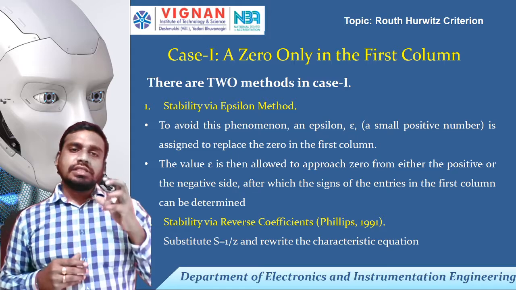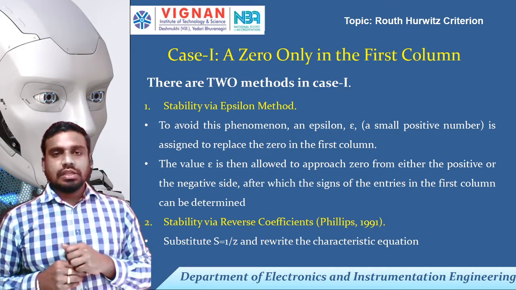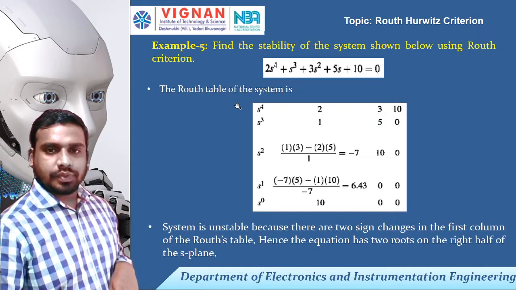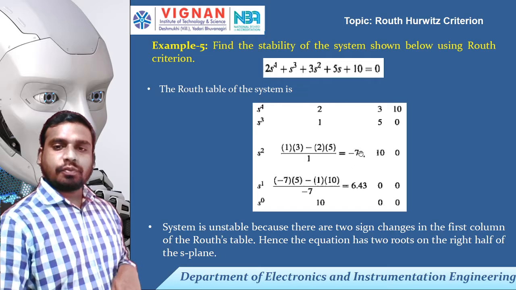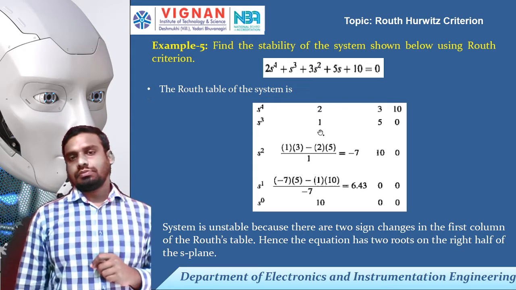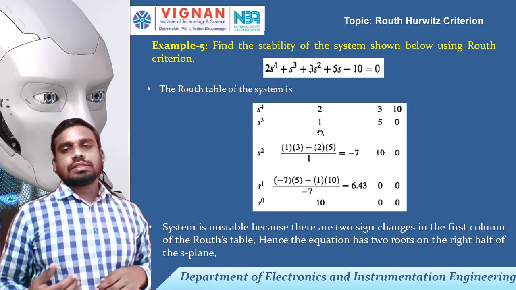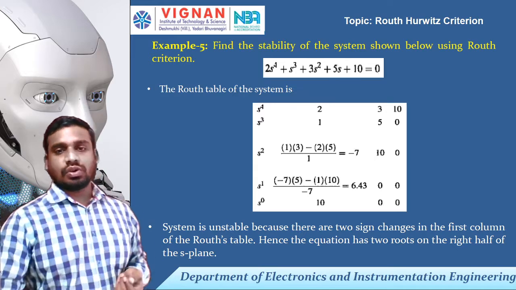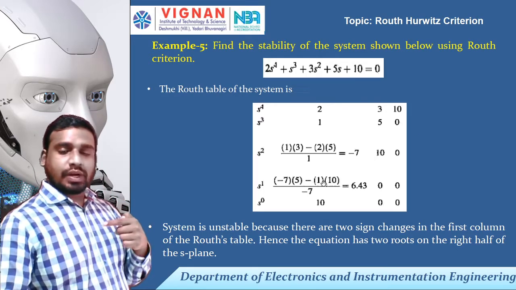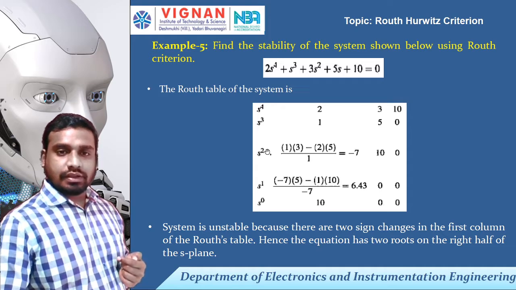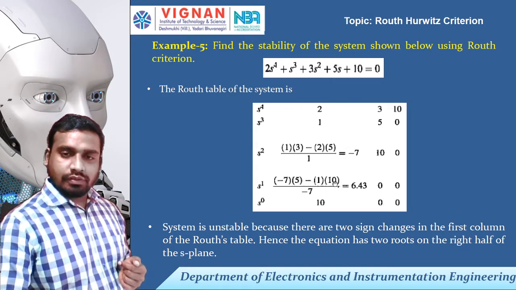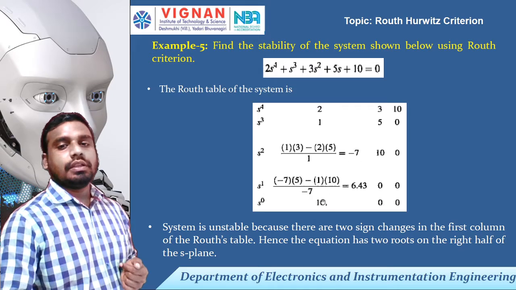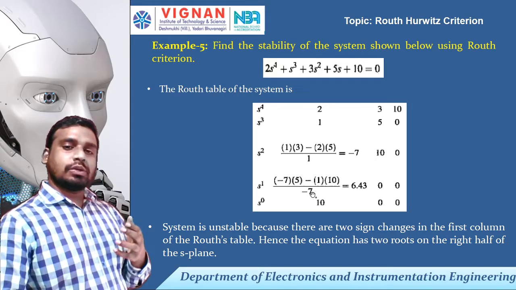So what if you have a zero element in the first column? Again here, we'll take the same old example. If you are calculating, instead of minus 7, if you get 0, we can't proceed further because there is a 0 here. When you are writing the next step, we have to consider this element. If it is 0, when you are calculating the next element, this minus 7 is coming in the denominator. So if the denominator is 0, then what happens?